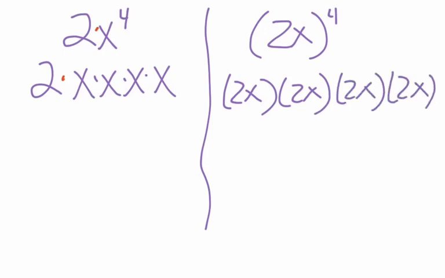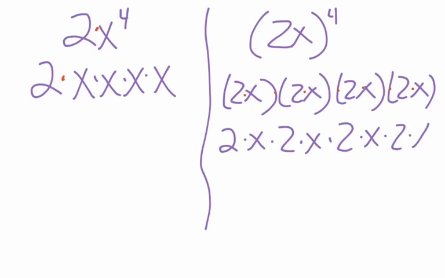Now, all of that is multiplication. So inside each of these is multiplication, and then you've got multiplication in between them. And so you could actually write that as 2 times x times 2 times x, and so forth. Okay, did I get that right? And so we have 2 times 2 times 2 times 2, which is 16x to the fourth. Okay, they are not the same thing.